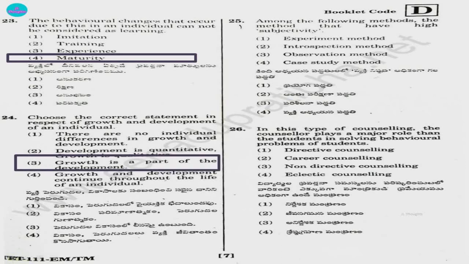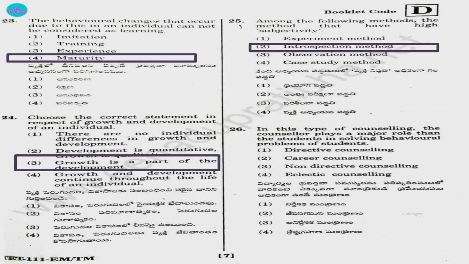Question number 25. Among the following methods, the method that has high subjectivity. Option 1, experiment method. 2, introspection method. 3, observation method. 4, case study method. And here the answer is 2, introspection method. Introspection means we are studying about ourselves. So definitely it is more subjective.